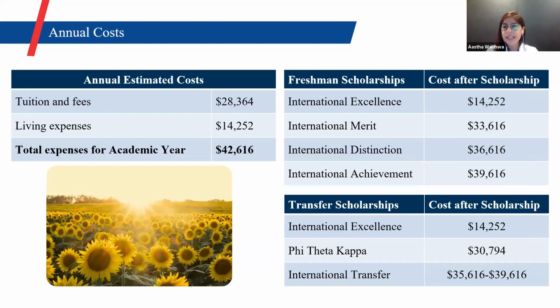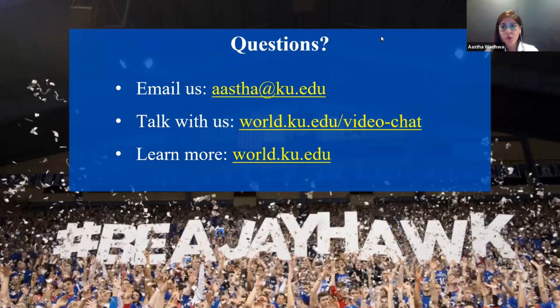And our annual fee is 42,616 US dollar. If you get any scholarship starting from 3,000 US dollar, 6,000 US dollar, 9,000 US dollar, and the full tuition fee waiver, that amount will be deducted from your tuition fee. Here we have mentioned certain details about the amount which you'll be paying after deducting the scholarship amount. So this was a brief overview about our admission process, what the scholarship requirements are, and what kind of scholarships we offer.